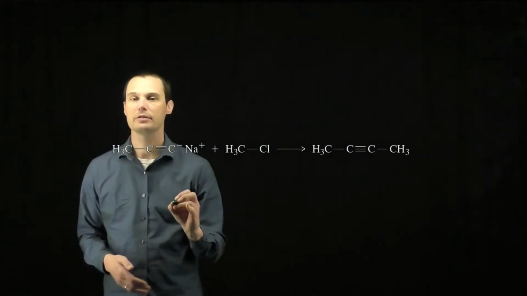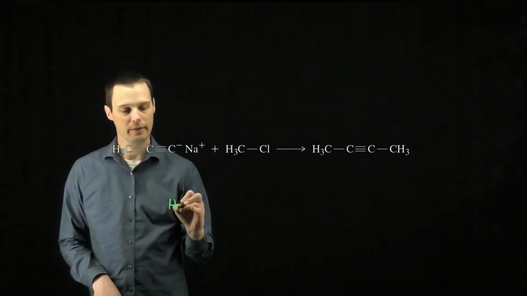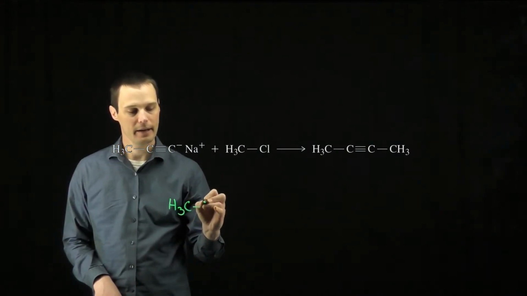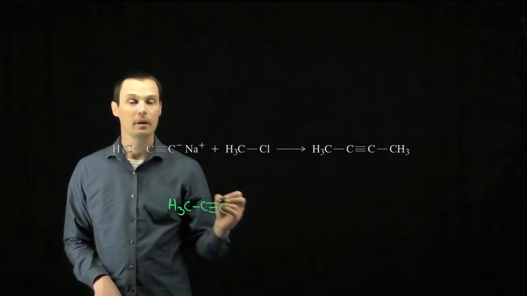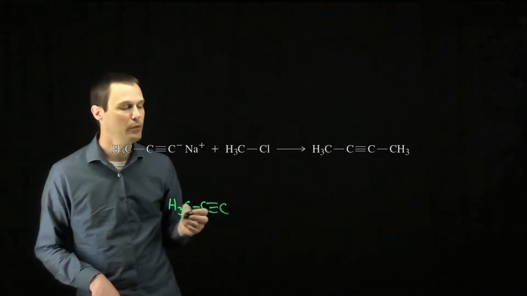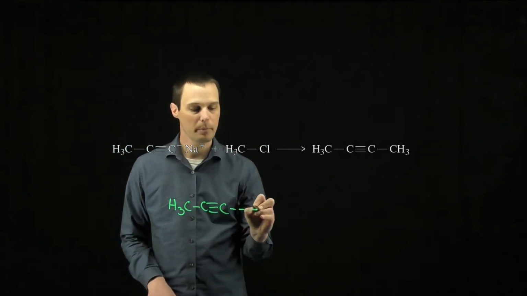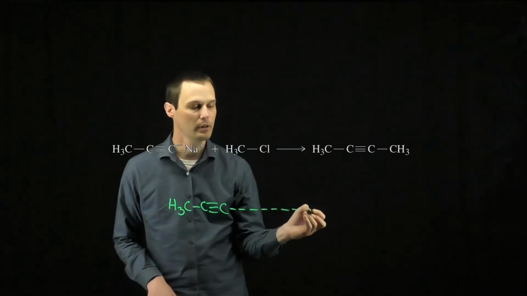We can draw the transition state. We'll start with our nucleophile, the alkyne anion, and it will be forming a bond with the carbon of methyl chloride, but that bond will have just barely begun to form. This will be a long partial bond.